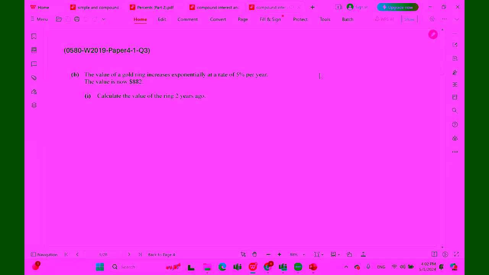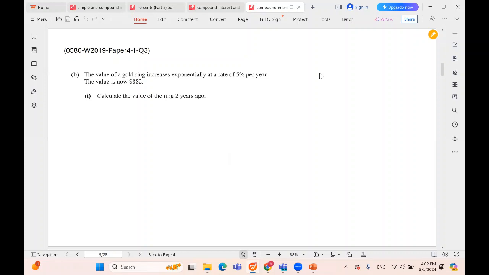The value of a gold ring increases exponentially at the rate of 5%. The value is now 882. Calculate the value of the ring 2 years ago. So again, we want 2 years ago. So we want the old amount, the present value. So F equals P times 1 plus R power N. F is 882. P is unknown.